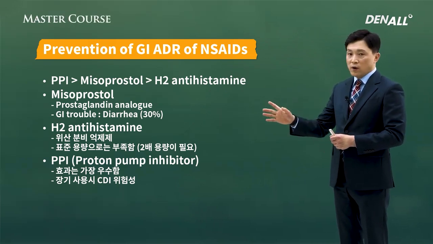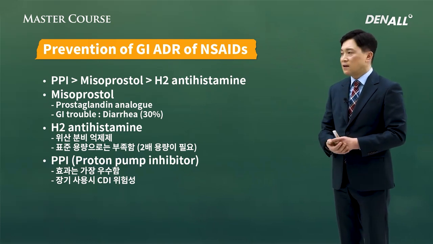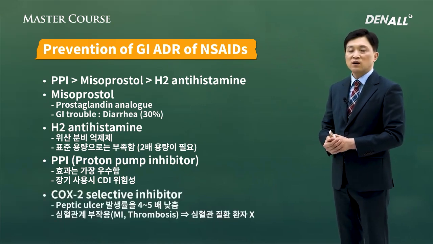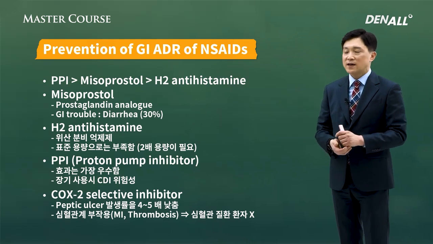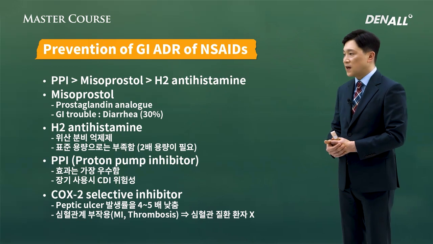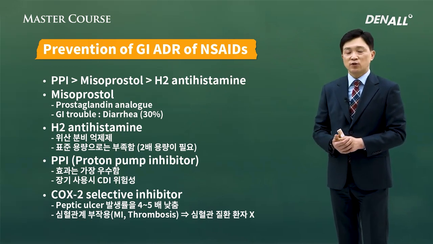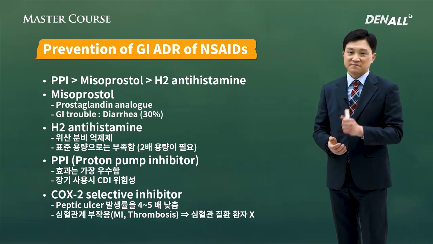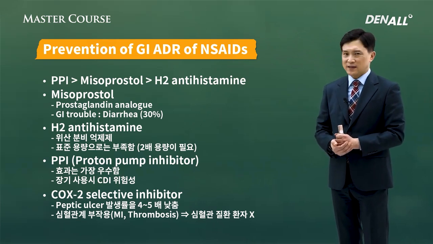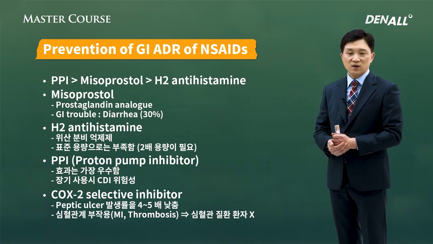Other than these drugs, COX-2 selective inhibitor, which hardly blocks COX-1, can be prescribed for long-term use or GI trouble. It reduces the peptic ulcer 4 to 5 times, but cardiovascular failure can occur as a side effect, so it is advised not to use it in CV patient.